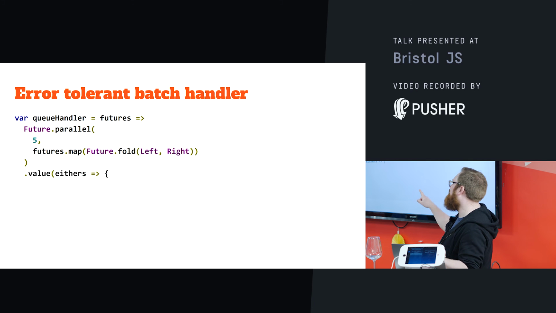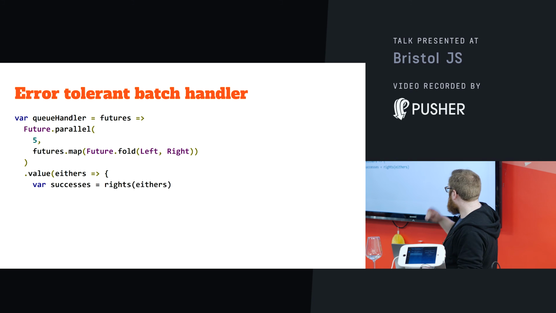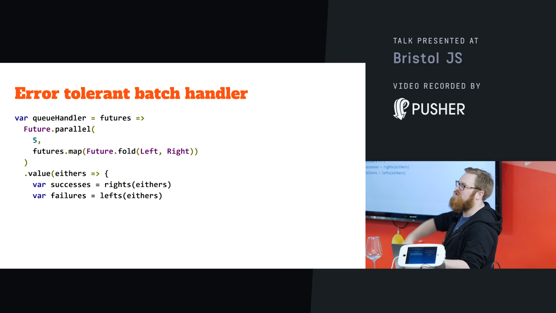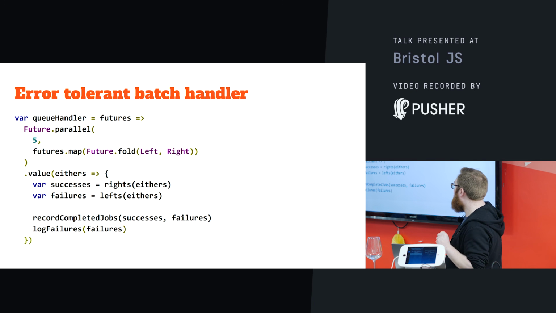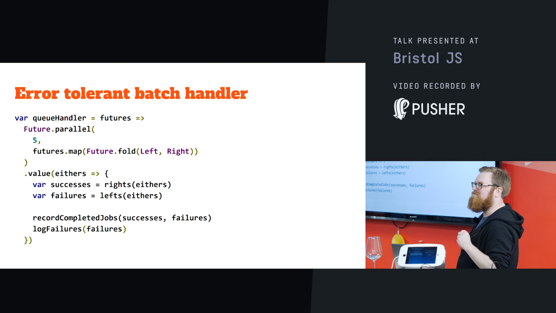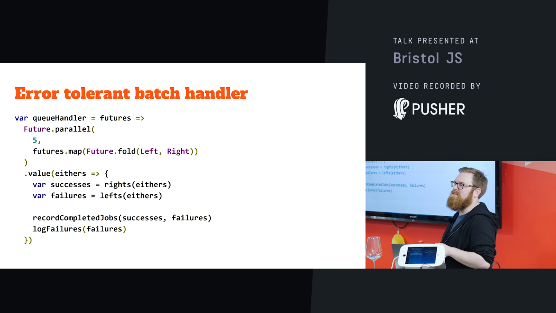In that case, I can call a function called value. Value is like fork, but you don't have to supply the error case. You only have to supply the success case. And it gives me my list of eithers. So what I can do then is I can extract the successes from them, I can extract the failures from them, I can record back into my database which ones succeeded, which ones failed, I can log the failures, and I'm done. So really, really similar to the code we put into production, this is.